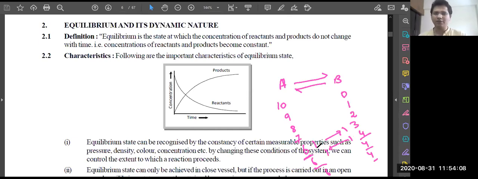So I can say that after this point, when we have 6 moles of A and 4 moles of B, the conversion rate of A to B as well as B to A is equal. It means 1 mole of A is changing into 1 mole of B and 1 mole of B is changing into 1 mole of A. Now this state is called equilibrium. Got it, everyone? This is called the equilibrium state, where the rate of forward reaction is equal to the rate of backward reaction.